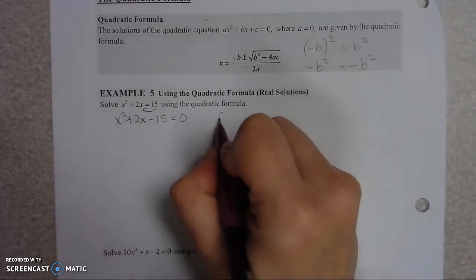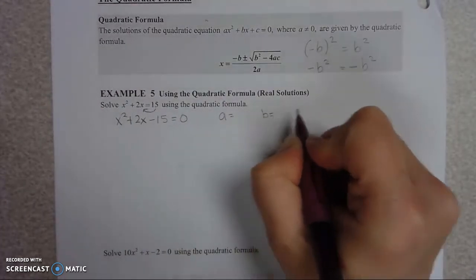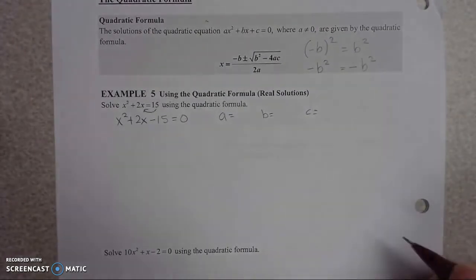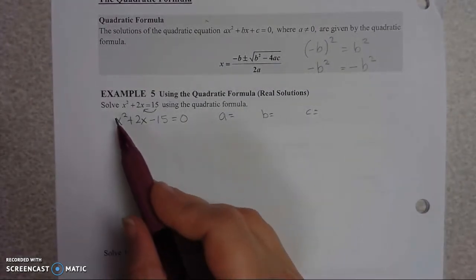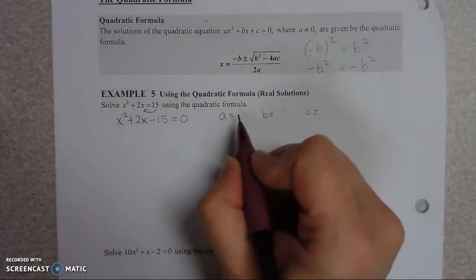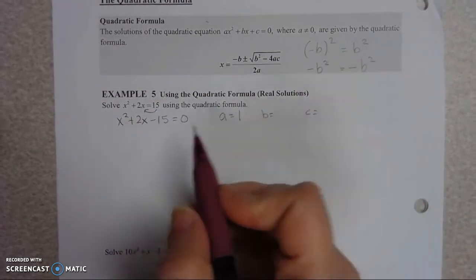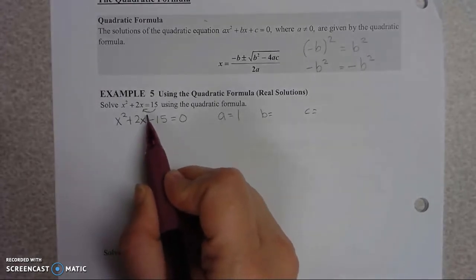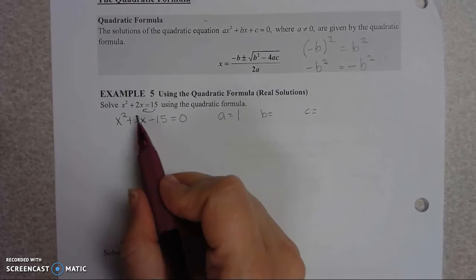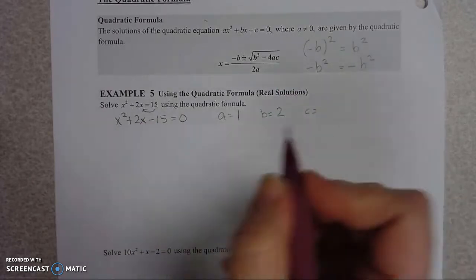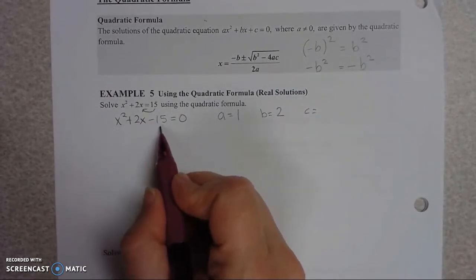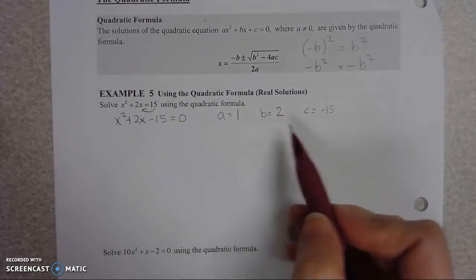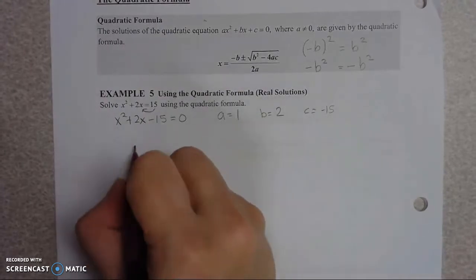I'm going to figure out what my a, b, and c are and write those at the top so I can quickly place them in my formula. So a, always the coefficient of the squared term, in this case would be 1. b, always the coefficient of the x term, or the variable that has an exponent of 1, is 2. And then c is the constant, which is negative 15. Then I'm going to take those numbers and place them in my formula.